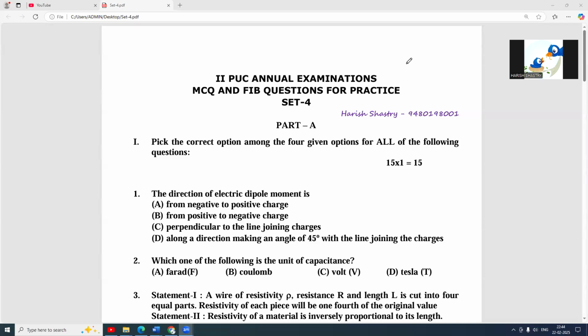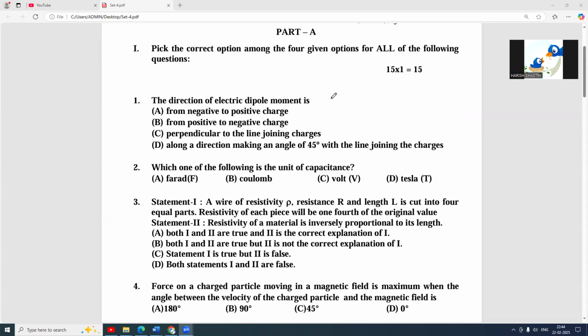Set 4, first question. Direction of electric dipole moment is. We know that a dipole consists of positive and equal negative charge separated by a small distance. The dipole moment P is always directed from negative to positive charge.